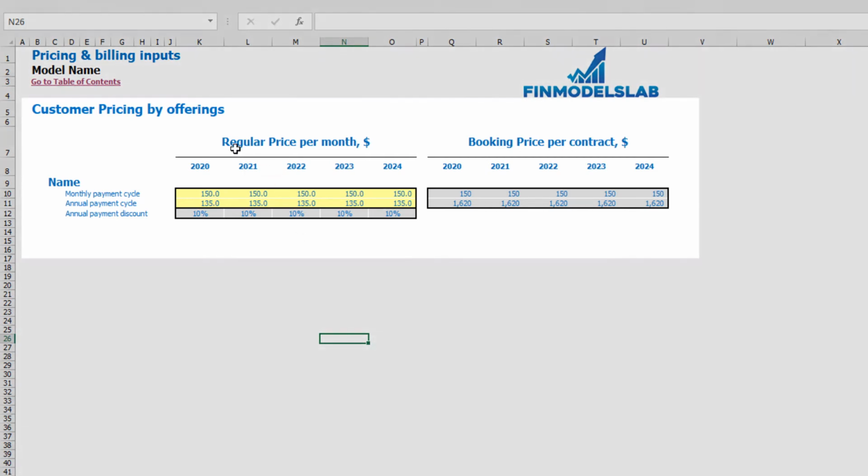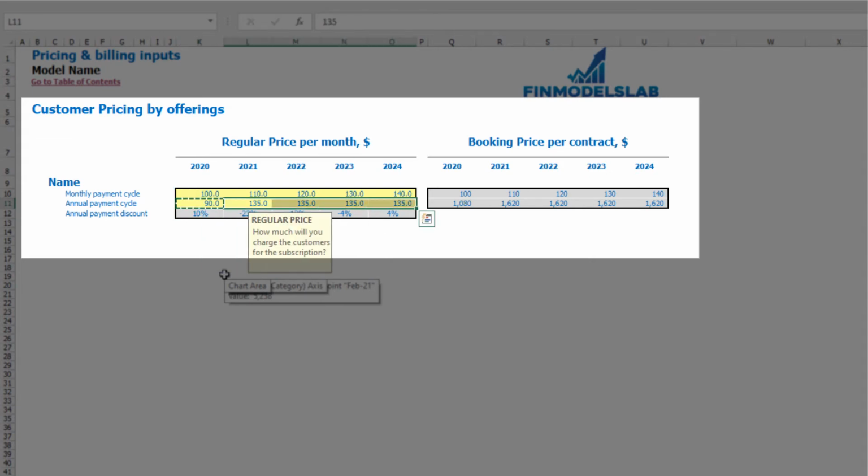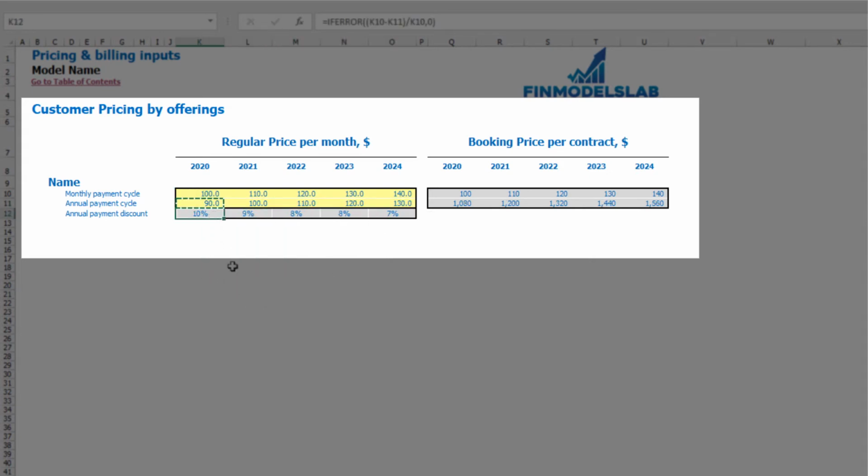So the main assumption here is regular price per month for monthly payment cycle and annual payment cycle. Let's say it's $100 first year for monthly payment cycle, 110, 120, 130 and 140. And for annual payment cycle, we will give some discount, so it can be less, minus $10 from monthly payment cycle. And you will see the annual payment discount, which is the difference between monthly and annual payment cycle.